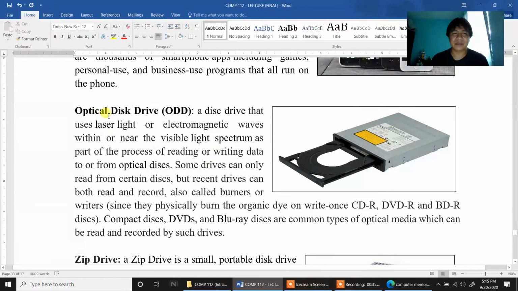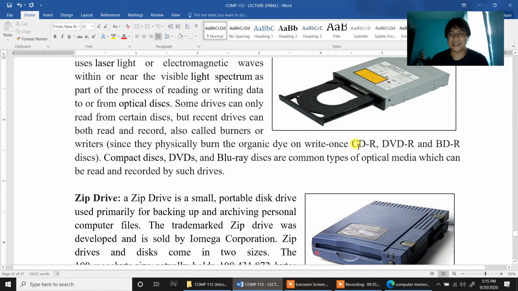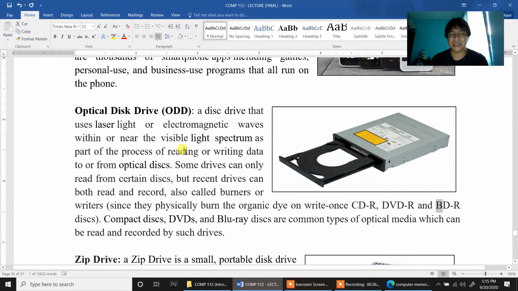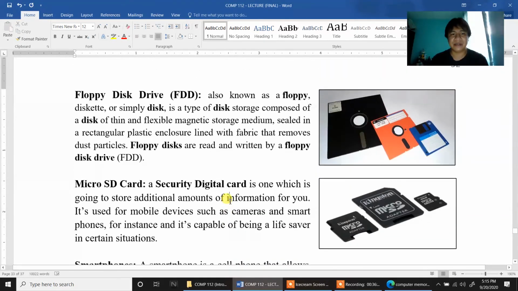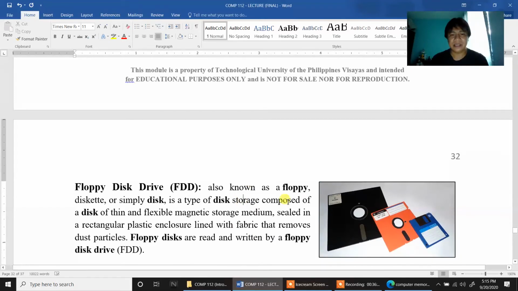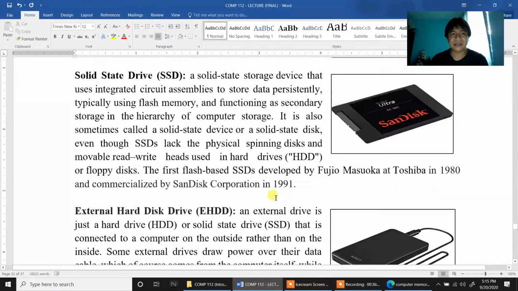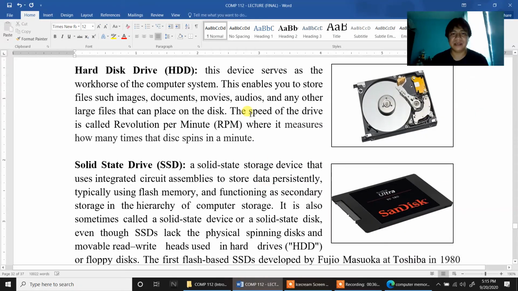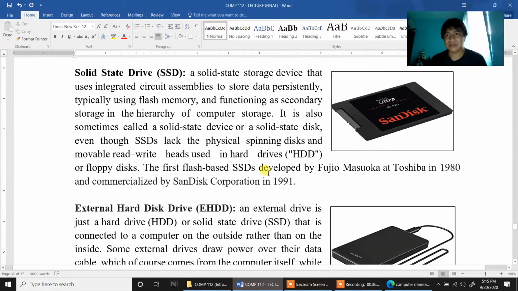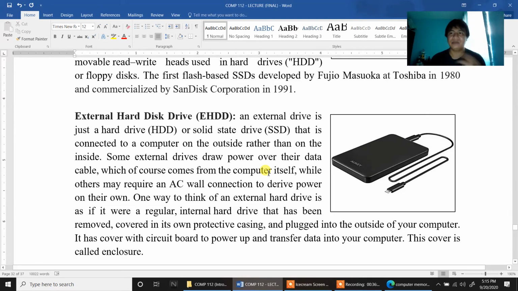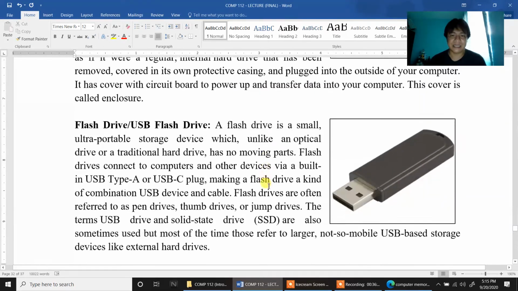Then we have the optical disk drive or ODD. That is the CD or DVD or Blu-ray disc. You can install from it, but it is read only. The ones I mentioned, from here until the hard drive, are RAM-like: you can access, read, write, delete, open, and edit.